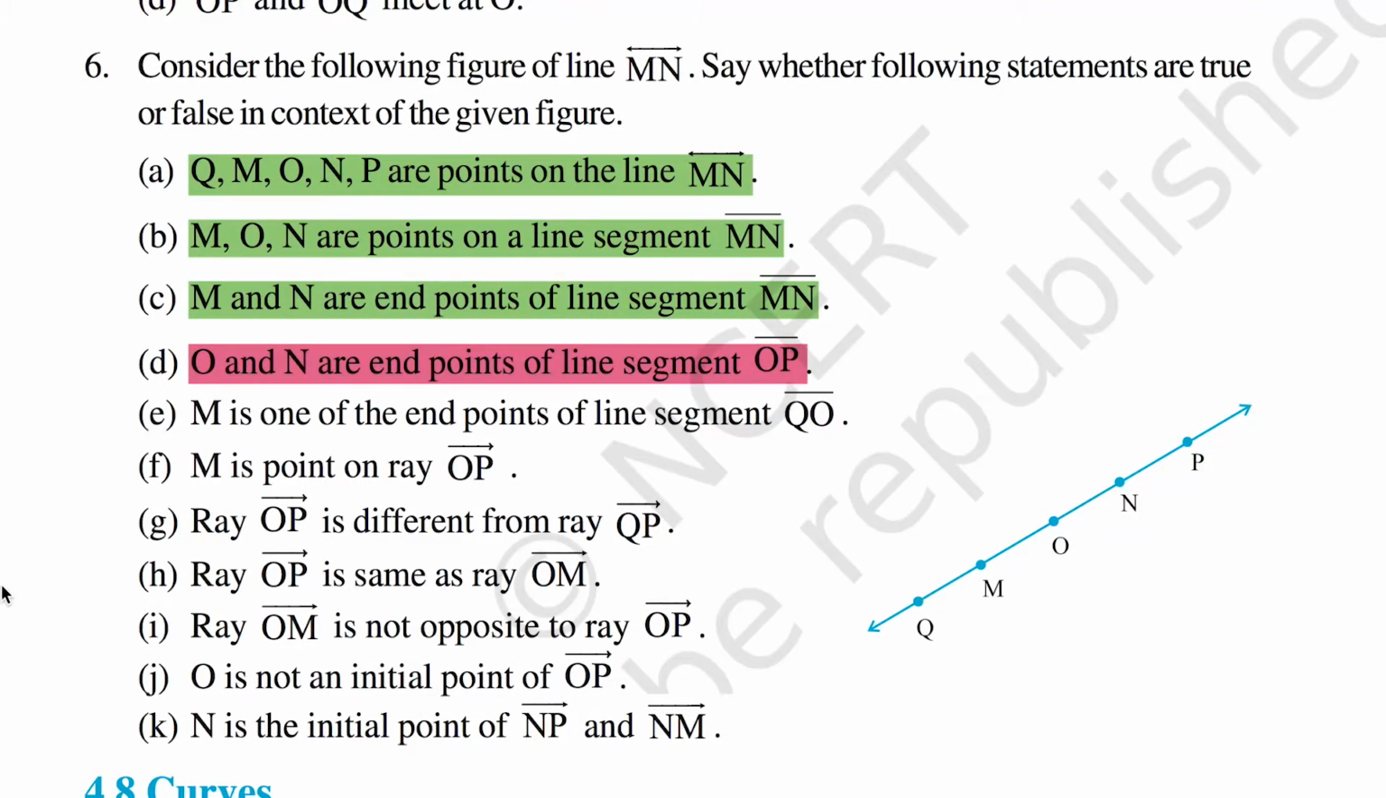Now E: M is one of the end points of line segment OQ. M is one of the end points.